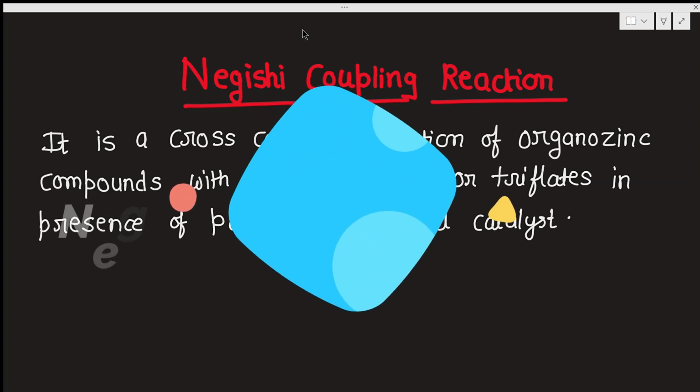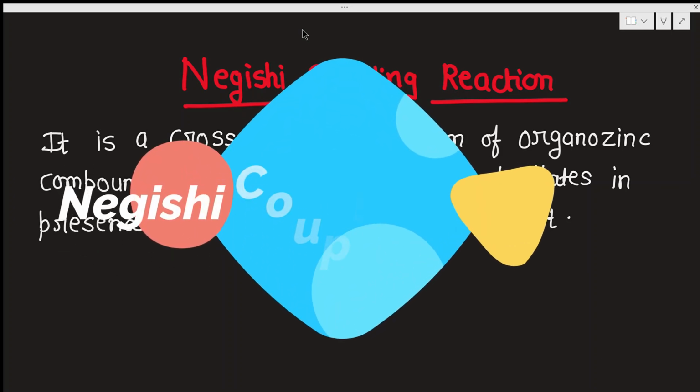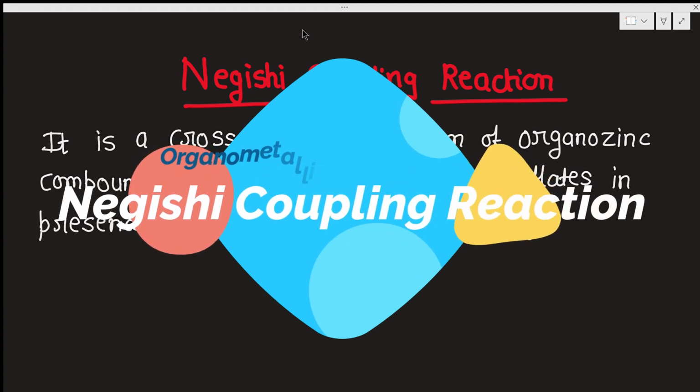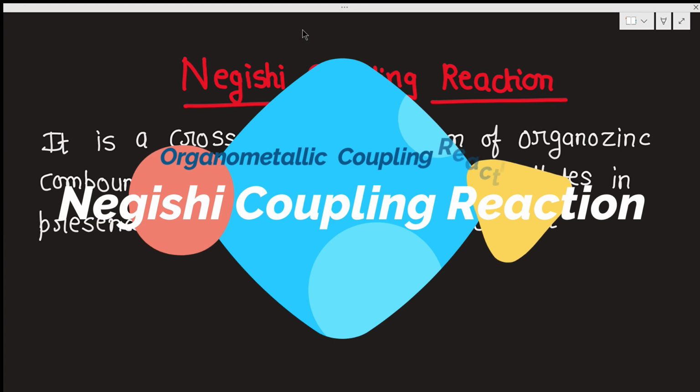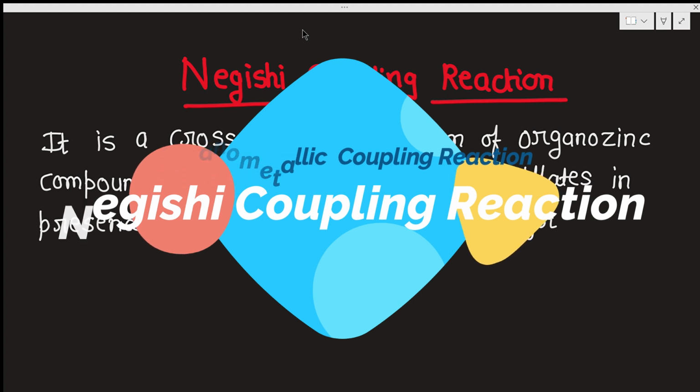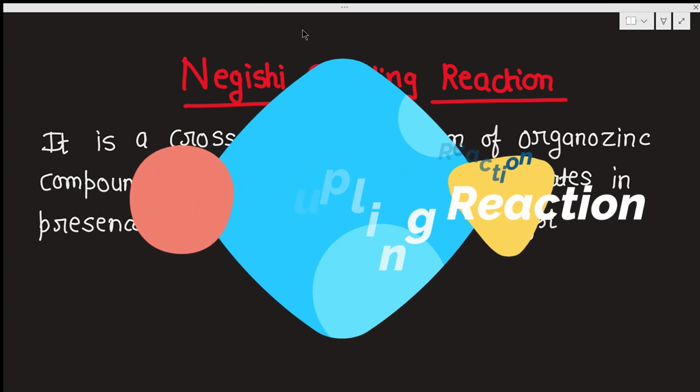So we are seeing the coupling reactions. Actually we are seeing here the organic name reaction mechanism in which we are seeing the coupling reactions. Actually in all these reactions we are seeing that these reactions are catalyzed by organometallic catalyst. Okay, so these are well known as organometallic coupling reactions. We can call them organometallic coupling reactions because we are applying here the organometallic catalyst.